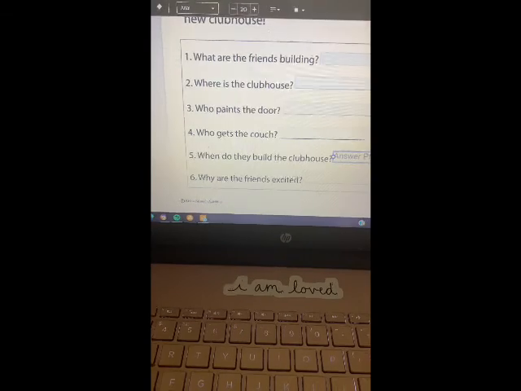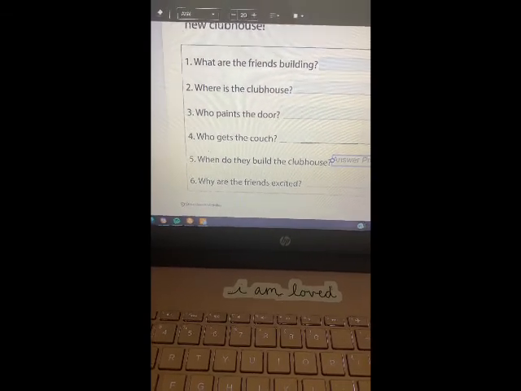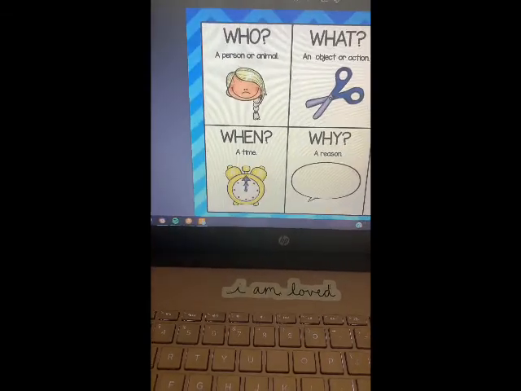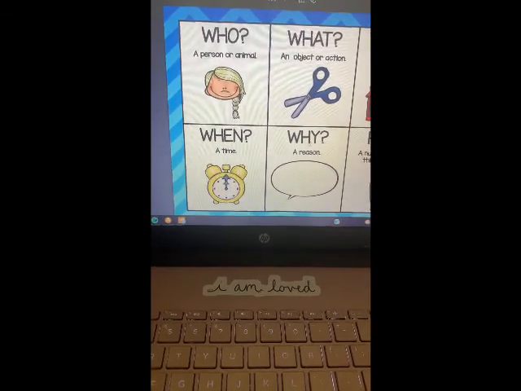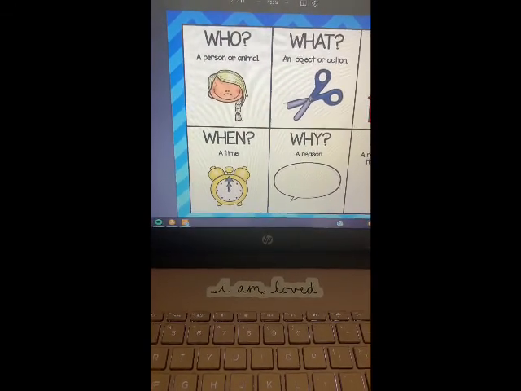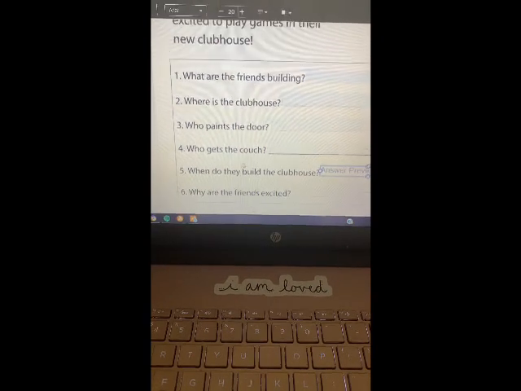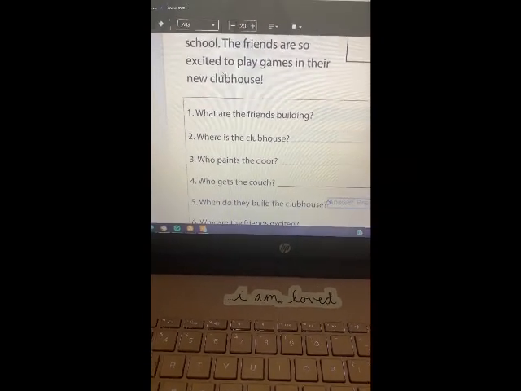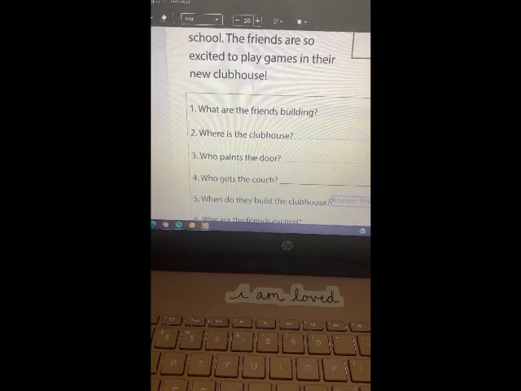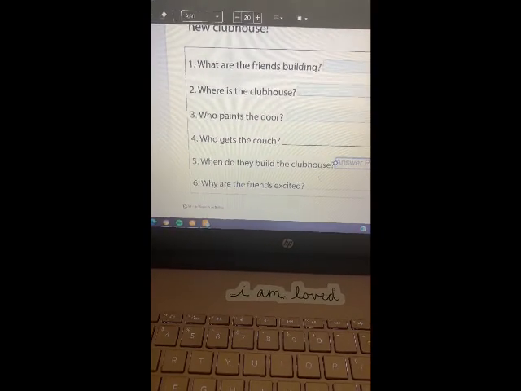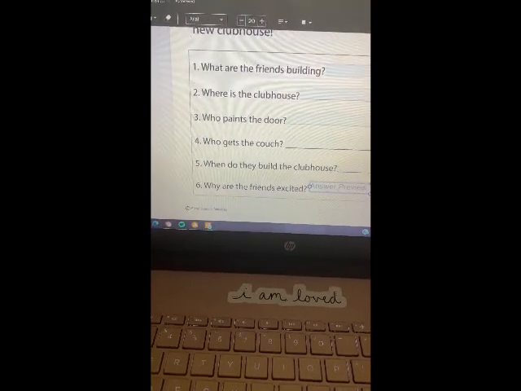And the last one, why are the friends excited? So let's go to our poster one last time. Why? They're looking for a reason. So like, why are they excited? They need a reason. And it says here, they're going to play games in the new clubhouse. So we could write that down. Games in the new clubhouse.